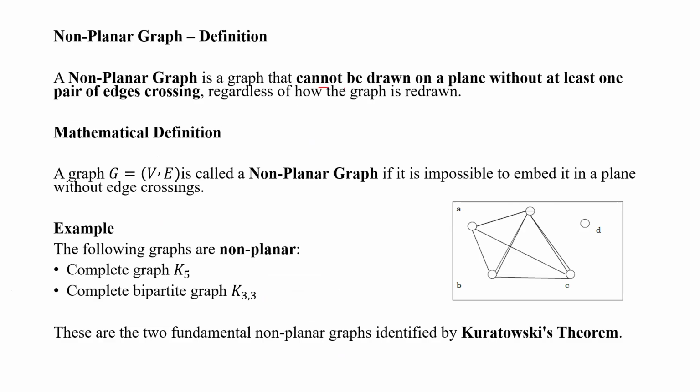It's a graph that cannot be drawn on a plane without at least one pair of edges crossing, regardless of how the graph is drawn. So this is a non-planar graph. Example of non-planar: K5, and we can say K3,3.